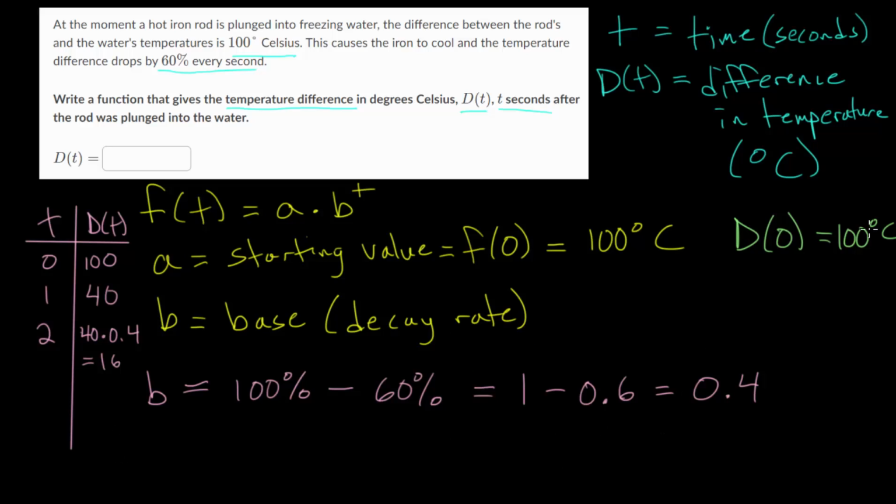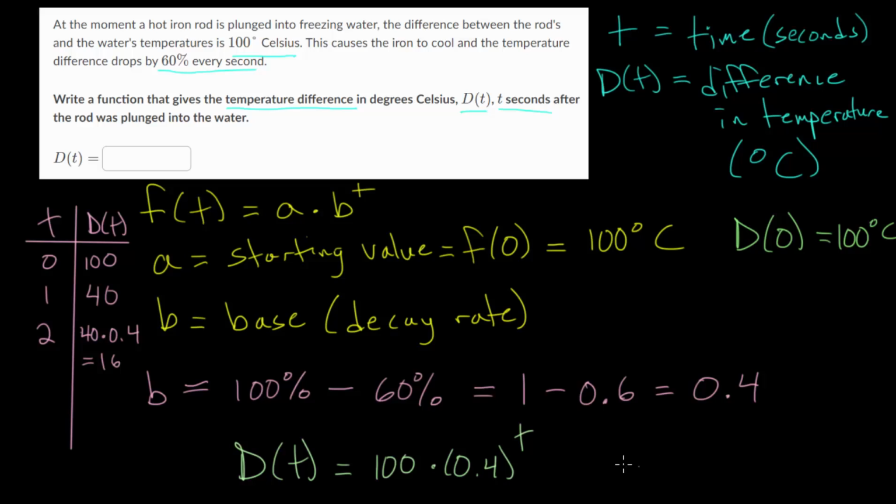So we found our base and we found our starting value, so we can just apply those to this general formula here. So our function, d of t, is our starting value, which is 100, multiplied by our base, this 0.4, all raised to the t power. And of course, you can test this with your table. That's one of the benefits of making a table, just to make sure that this is working correctly. Since just thinking it through by hand, we were able to figure out what it should be at the first and second seconds after the rod was plunged.